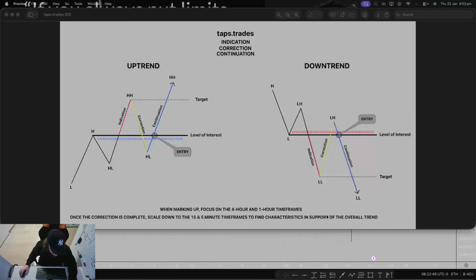So please do let me know if there's any confusion there, or if there's anything that you want me to further clarify. I'm happy to do that. But with this in mind, let's run through what happened on the Nasdaq.